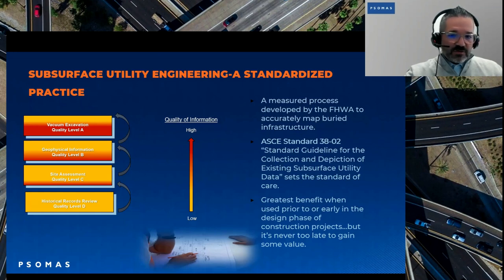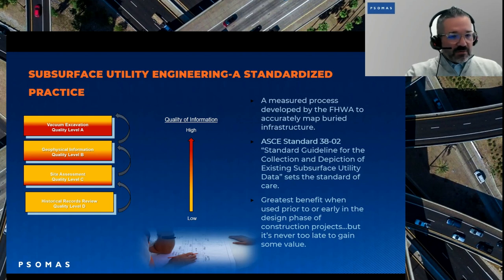The rest of it, if you did utility detection, which is the next quality level, the rest of it's still quality level B. And you as a design professional have to decide what level of risk you are going to assign to the utilities that you're mapping. When you look at this, it's all about you and what you feel comfortable with.